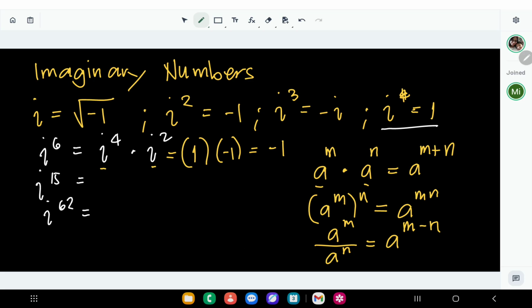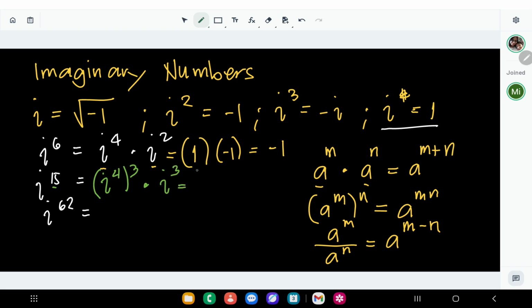Then, okay. So i to the 15th. When you divide 15 by 4, how many 4s are there in 15? 3. So you can do it like this: i to the 4th to the 3, right? Because there are 3 4s. And what is the remaining? You just do this. 4 times 3 is 12, right? Then 15 minus 12. What is 15 minus 12? Then the remaining is i cubed.